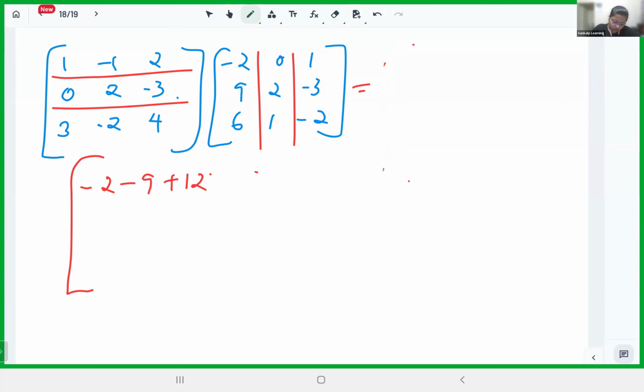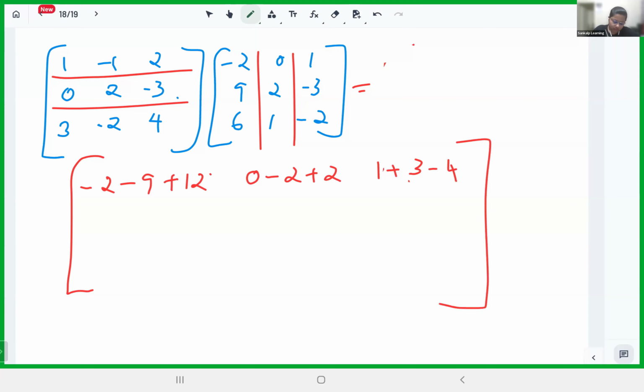Then 1 into 0 is 0. Minus 1 into 2 is minus 2. Then plus 2 into 1 is plus 2, right? Then 1 into 1 is 1. Minus 1 into minus 3 is plus 3. Then 2 into minus 2 is minus 4.